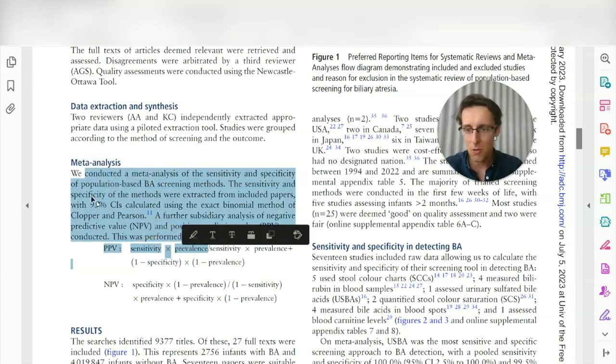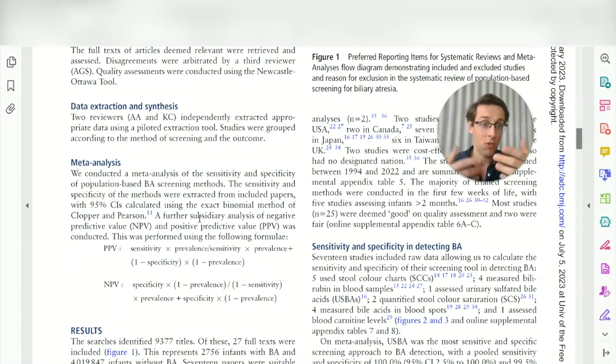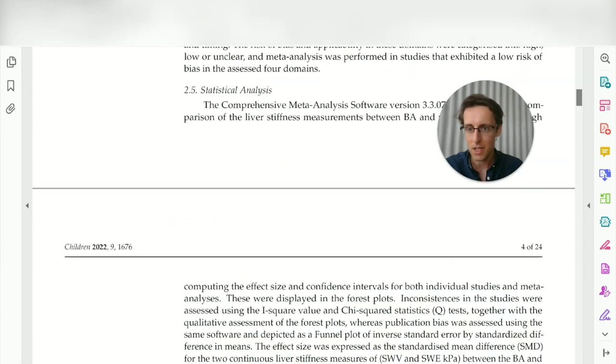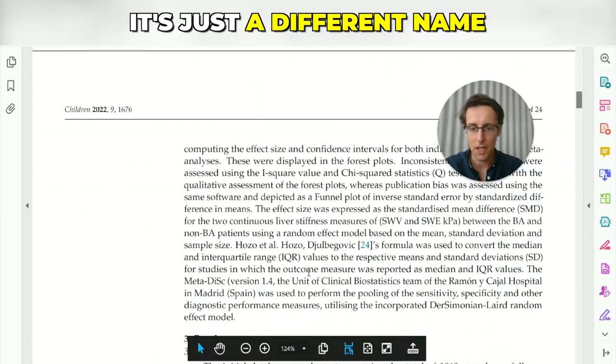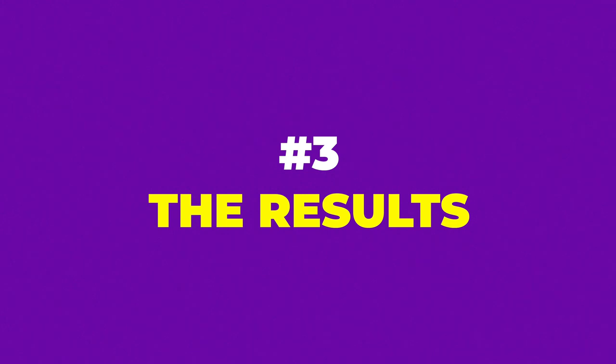You just tell us how the data that you extract from all those studies included in your meta-analysis was statistically analyzed. That's basically the whole purpose here. So it's exactly the same as in here, it's just a different name. What do we do then in the results section?